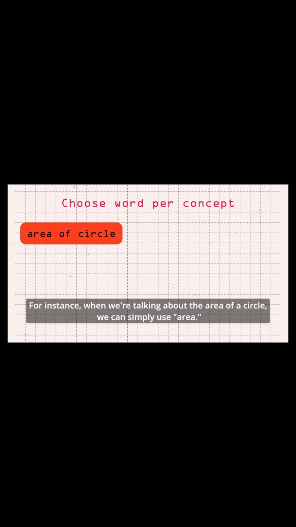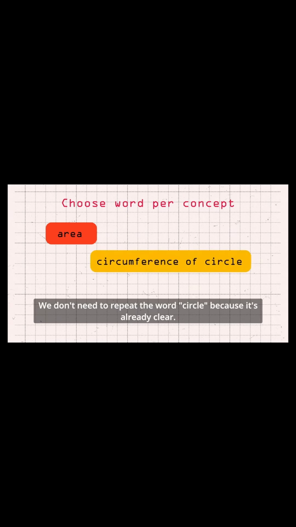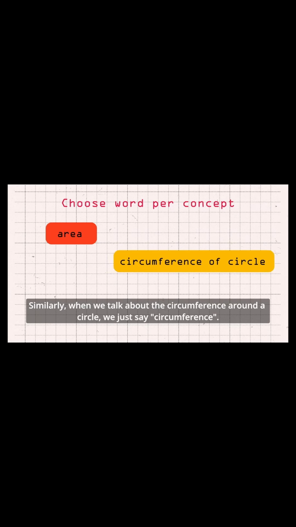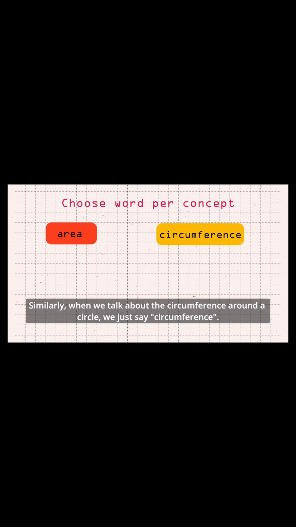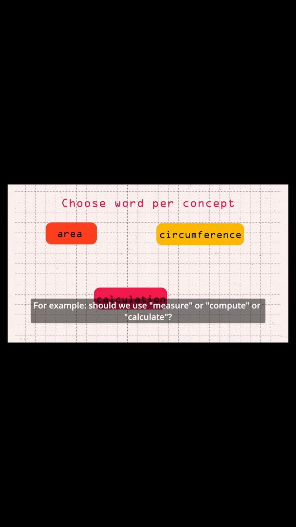Now let's move on to the next step, picking the right words to show each concept. Most of the time, this part is pretty easy. For instance, when we are talking about the area of a circle, we can simply use area. We don't need to repeat the word circle because it's already clear. Similarly, when we talk about the circumference of the circle, we just say circumference. But sometimes we need to choose between different synonyms. For example, should we use measure or compute or calculate?